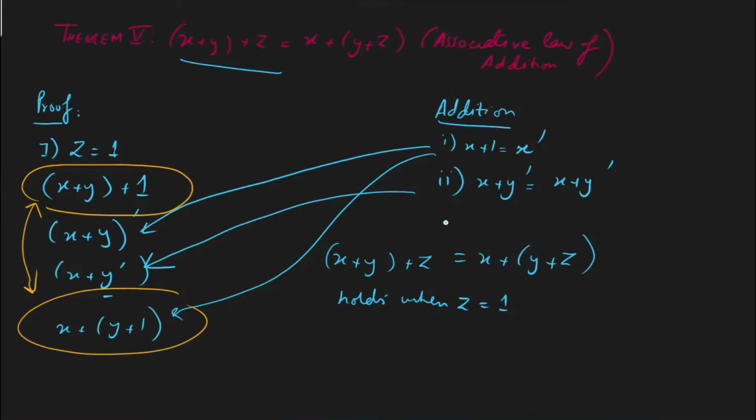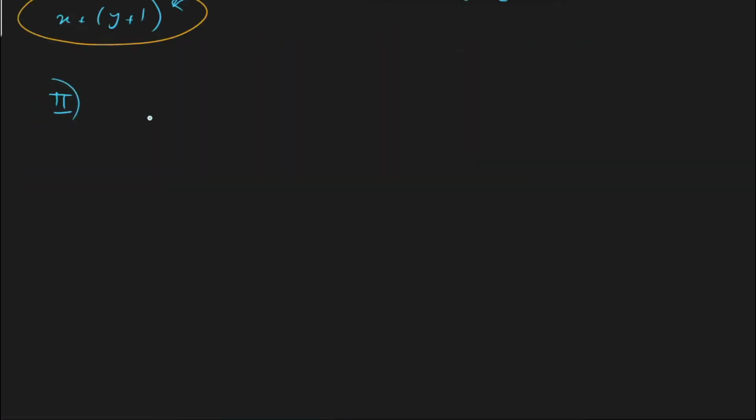In the second part, we are going to show that this is true for z prime whenever it is true for z. Now let's move on to the second part. In the second part, we are going to assume that x plus y whole enclosed within the parentheses plus z is equal to x plus y plus z enclosed within the parentheses holds, right? It is true for z, right?